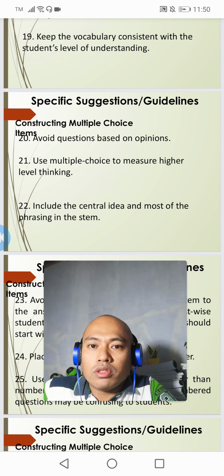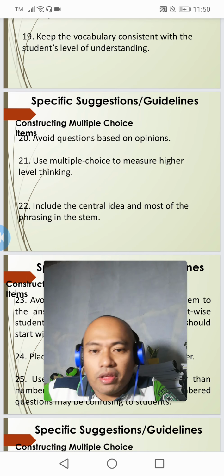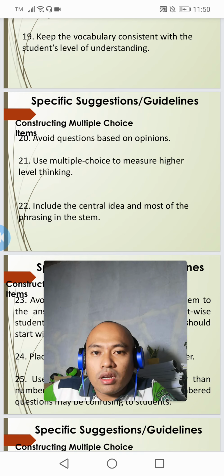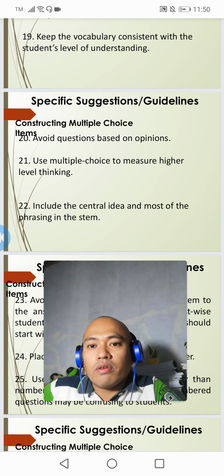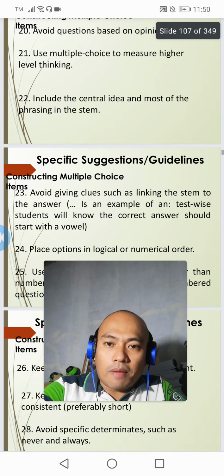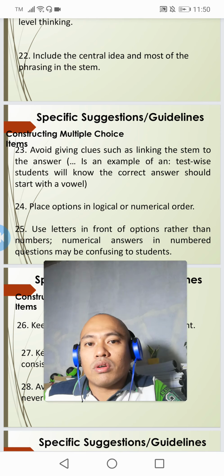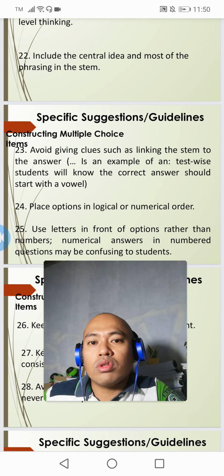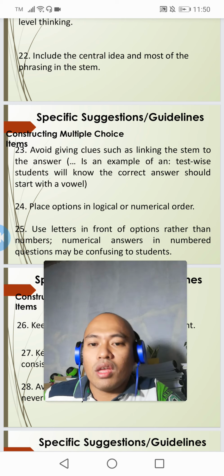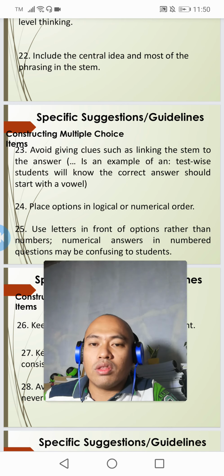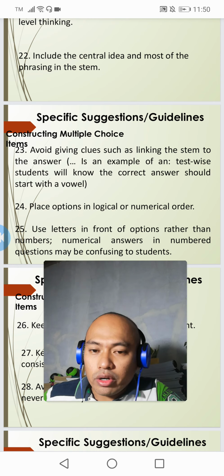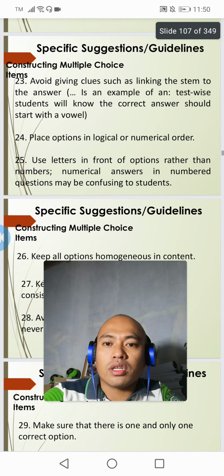Use multiple choice to measure higher level thinking. Include the central idea and most of the phrasing in the stem. Number 23, avoid giving clues such as linking the stem to the answer, for example "an", or test-wise students will know the correct answer should start with a vowel. Okay? So you need to avoid that one. Place options in logical or numerical order. So parehas lang po doon sa nasabi kanina.